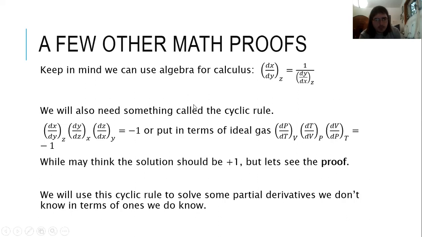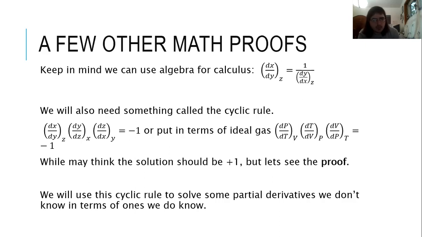Now, there are a couple of other mathematical proofs that are going to be of some use, so let's keep that in mind. When I say dx over dy, I can also equally state that that is equal to 1 over dy over dx. Just like 3 over 5 is equal to 1 over 5/3.